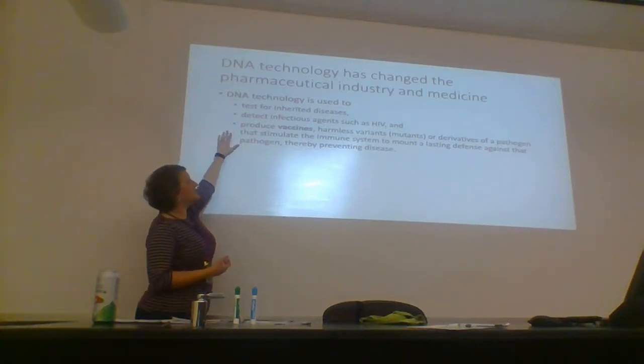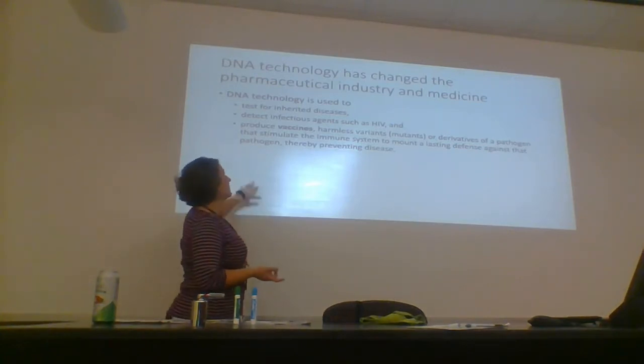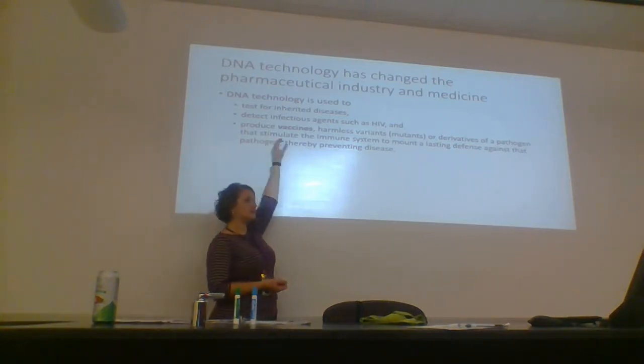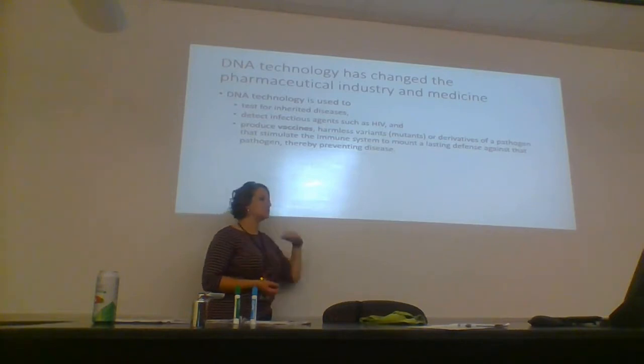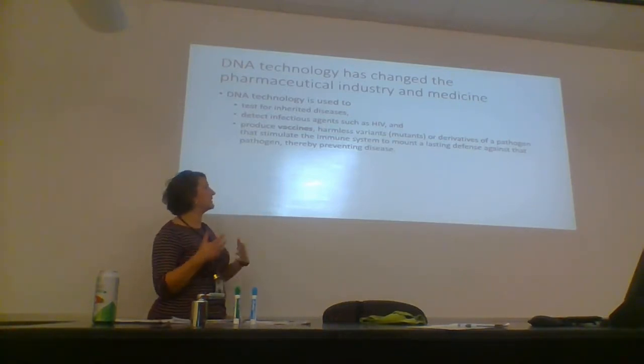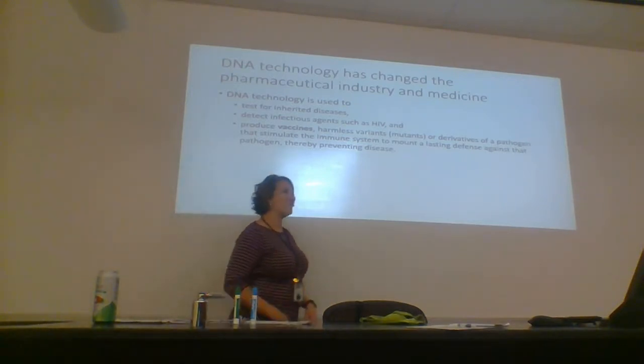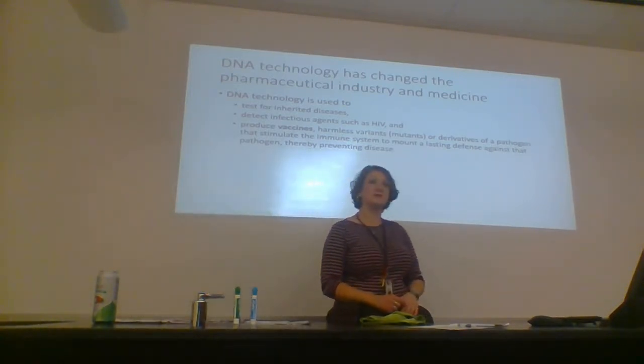Detect infectious agents like HIV. So we can detect some of those. We can produce vaccines, really just derivatives of those harmful pathogens that help us stimulate our innate and acquired immune defenses, so preventing diseases.